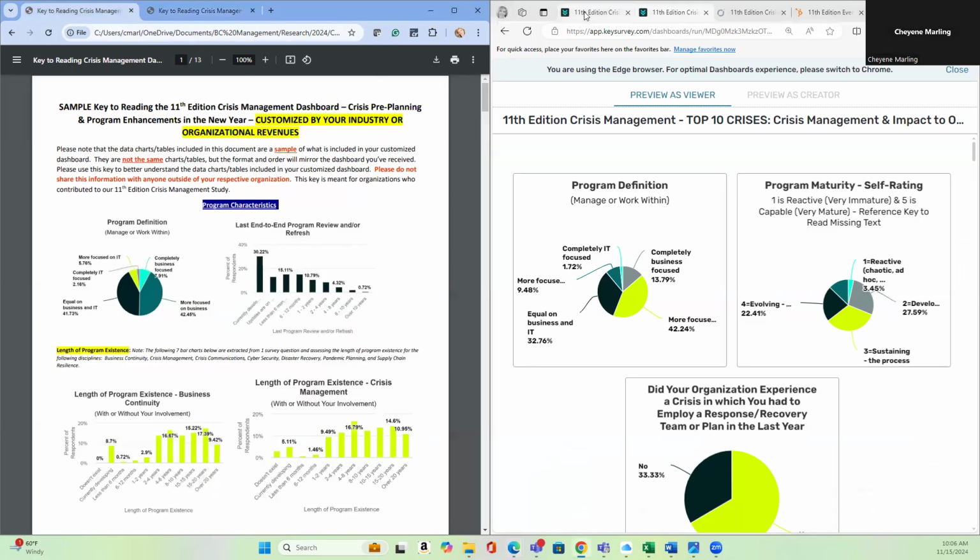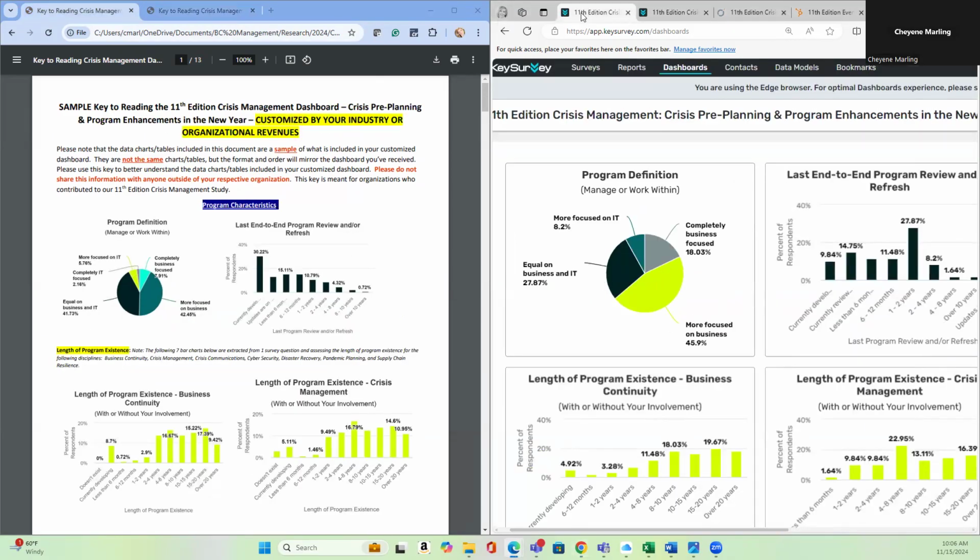So if we go back over to the one that's customized, I want to highlight this is not meant to be the data. This is only meant to be a sample key to help you understand the dashboard link that you did receive that was customized by industry or organizational revenues.